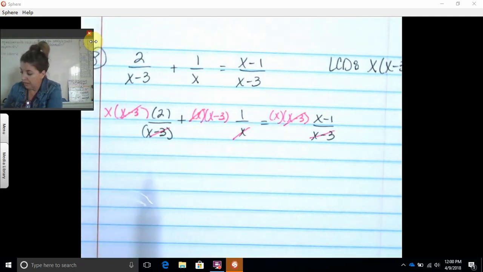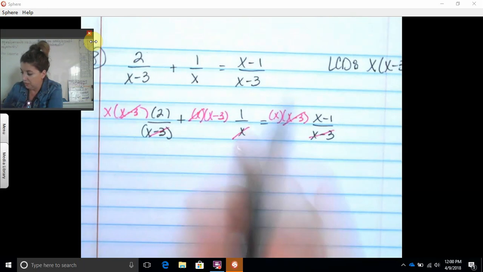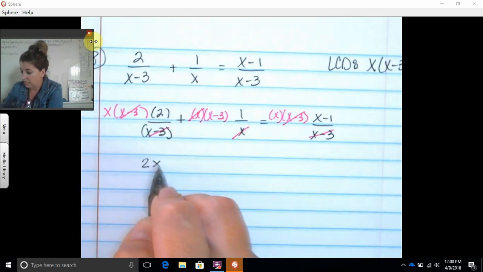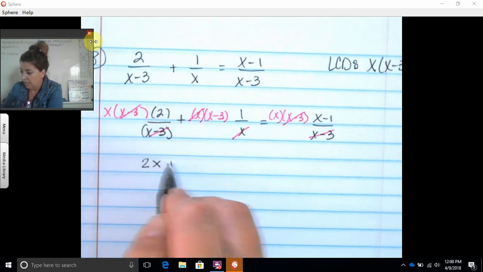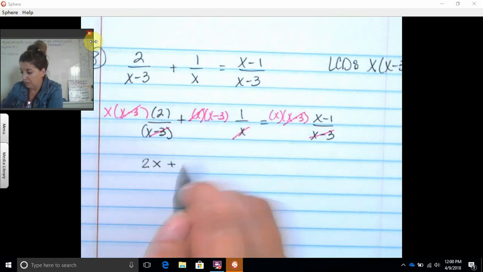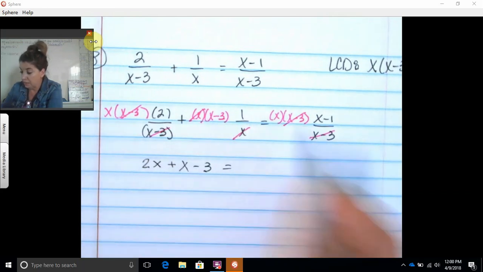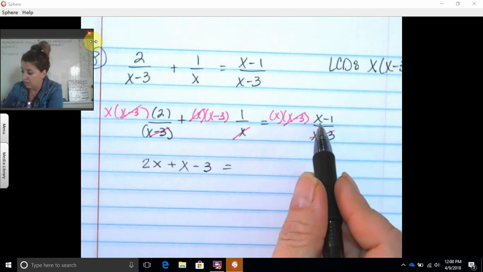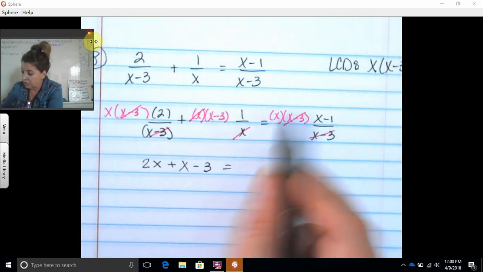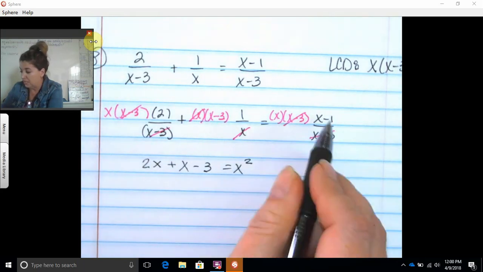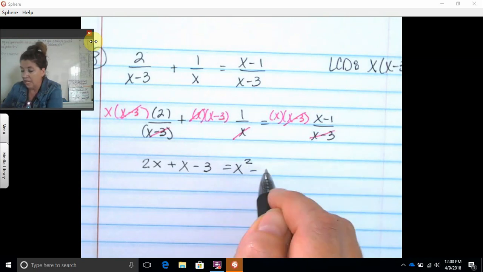So my first term, I have x times 2, which we know is 2x. It says plus. X minus 3 times 1 is just x minus 3. Equals, I have x times x minus 1. I can go ahead and distribute that now. So x times x is x squared, and x times negative 1 is negative 1x, or just negative x.